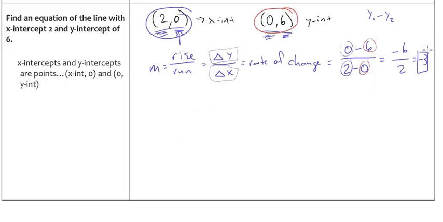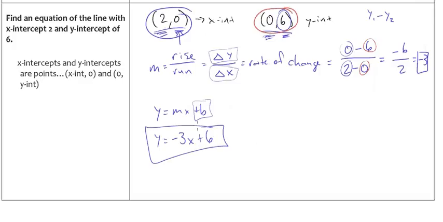We found the slope. All right, now with the slope, we already have the y-intercept, so y equals mx plus b. That's our slope-intercept form, and we know that the slope is -3, so y equals -3x, there's our slope, plus the y-intercept. And what is our y-intercept? Well, it's 6, so plus 6. And there's our equation in slope-intercept form.